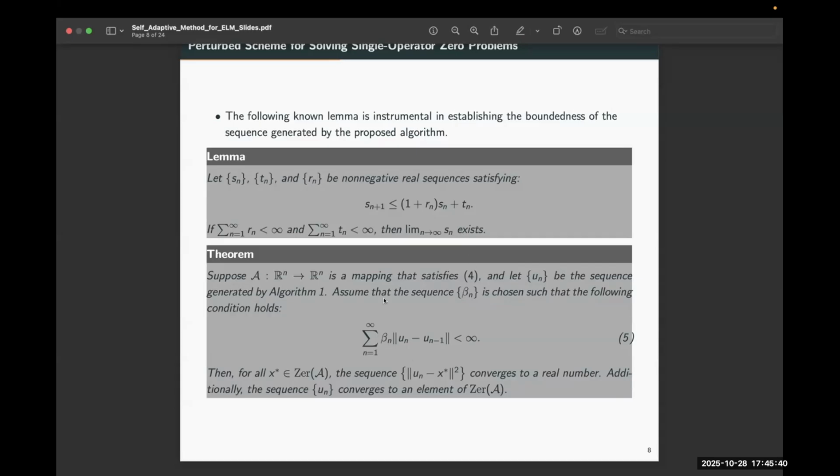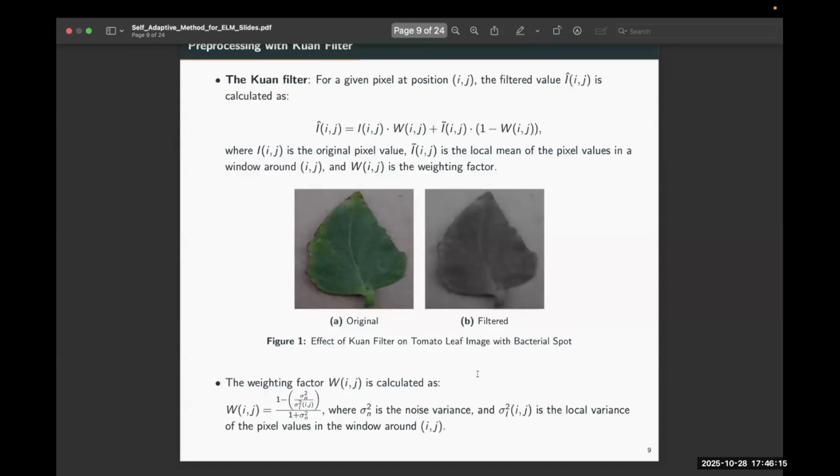We said that suppose we have this operator, it's a mapping that satisfies this condition, and we have a sequence generated by the proposed algorithm such that beta is chosen. For some of us that are working in this area, I'm sure we are familiar with this condition 5. It's not a strong condition. We can have many choices of beta in such a way that this is finite. Then for all points in the zeros, this sequence converges to a real number, which is the convergence we got.